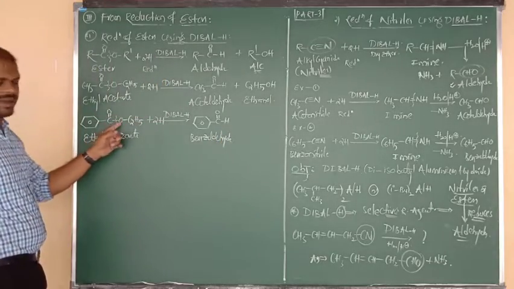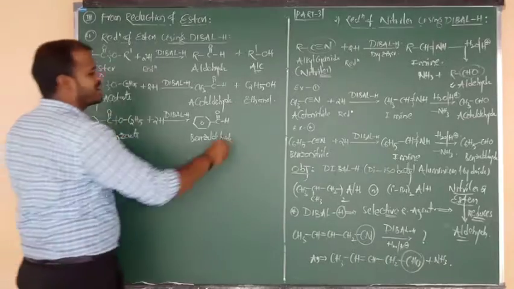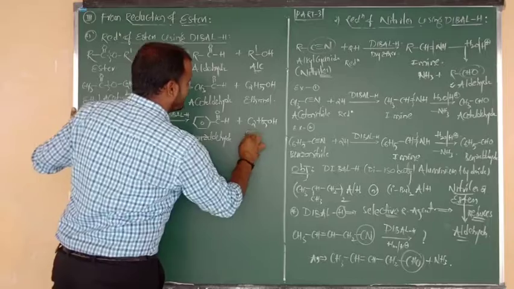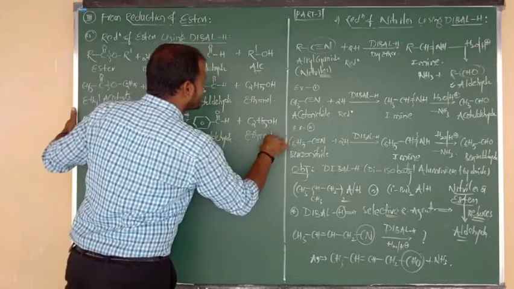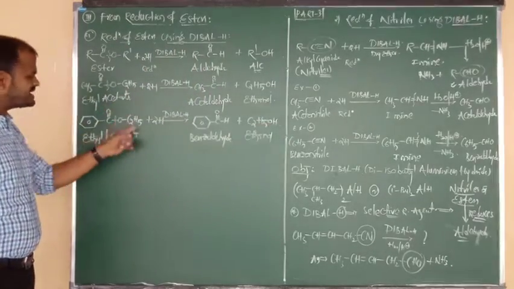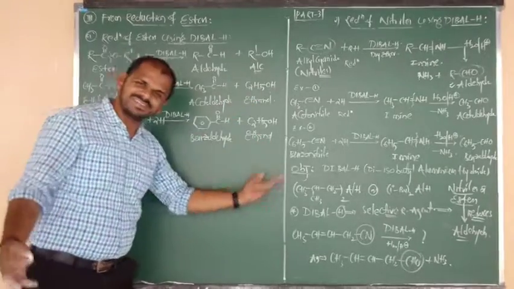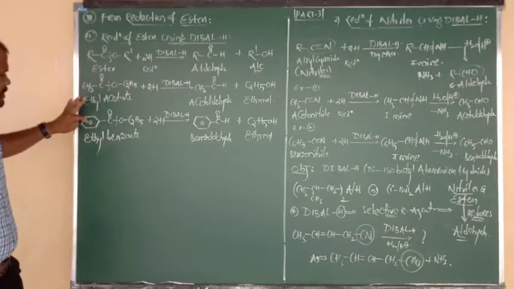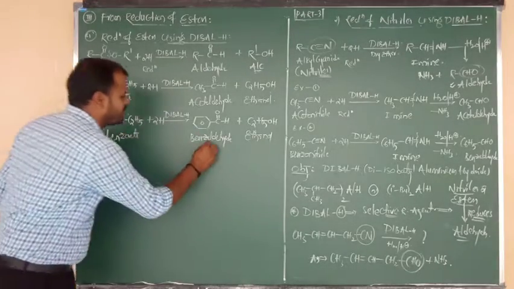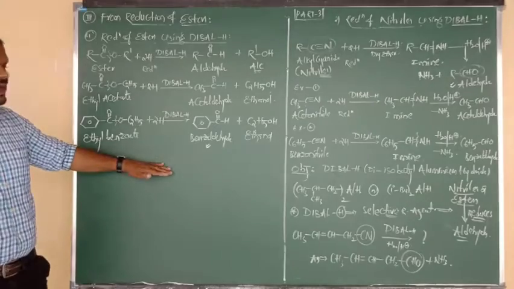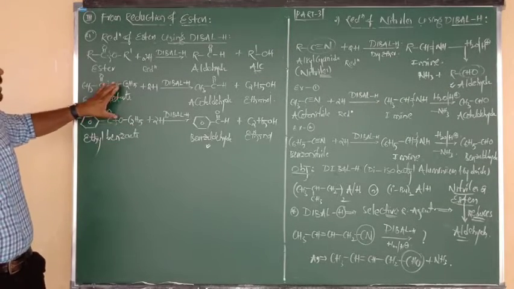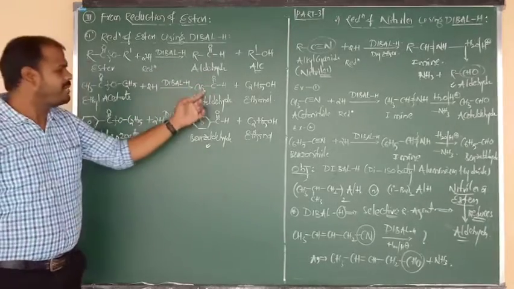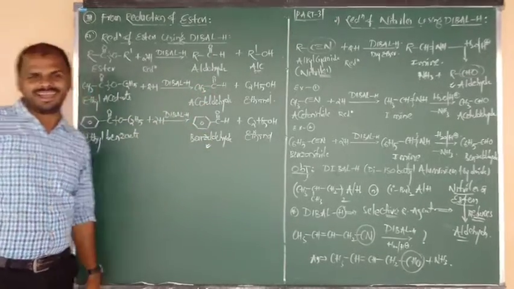And C2H5O minus is attacked by another H, nothing but undergoing reduction. Again here the byproduct is the same, C2H5OH, ethyl alcohol. In the above example also, ethyl alcohol, because the side chain is common, ethyl, it changes into ethyl alcohol. Here for CH3, it changed into acetaldehyde. In place of R, benzene, it changed into benzaldehyde. In that manner, esters upon reduction with DIBAL-H give the product aldehyde, maybe aliphatic or aromatic aldehyde.